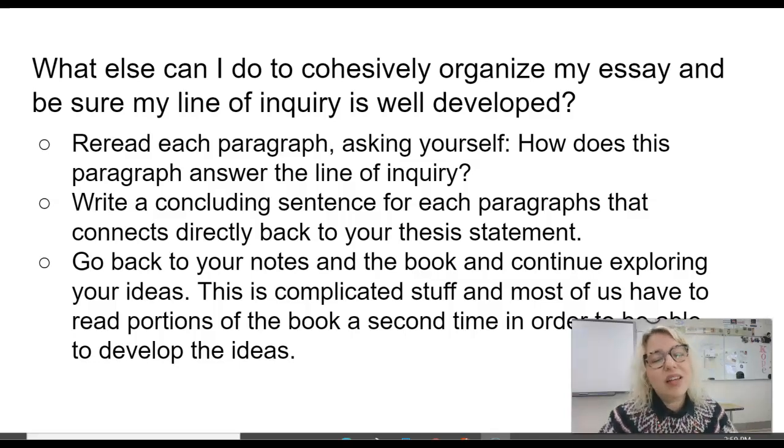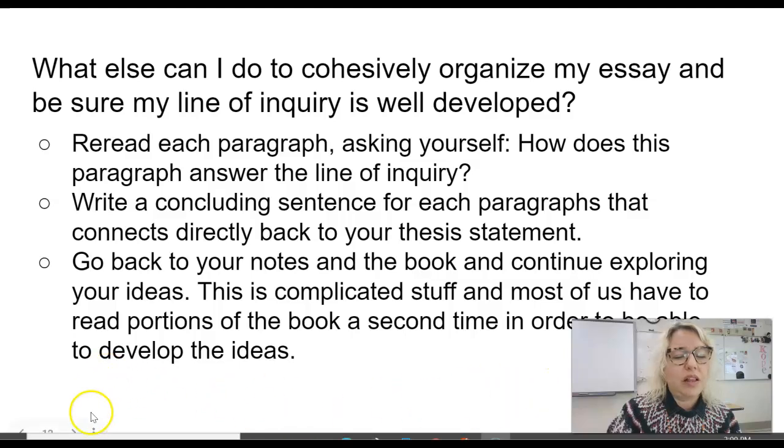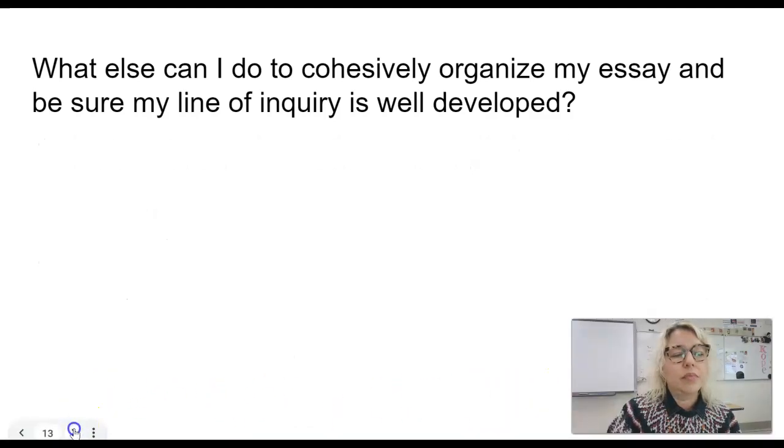You know, most of us have to reread at least parts of the book in order to write this kind of essay at this level of depth and sophistication. It's not like you can just read it once and then write this amazing literary analysis. So take some time in order to be able to develop your ideas.